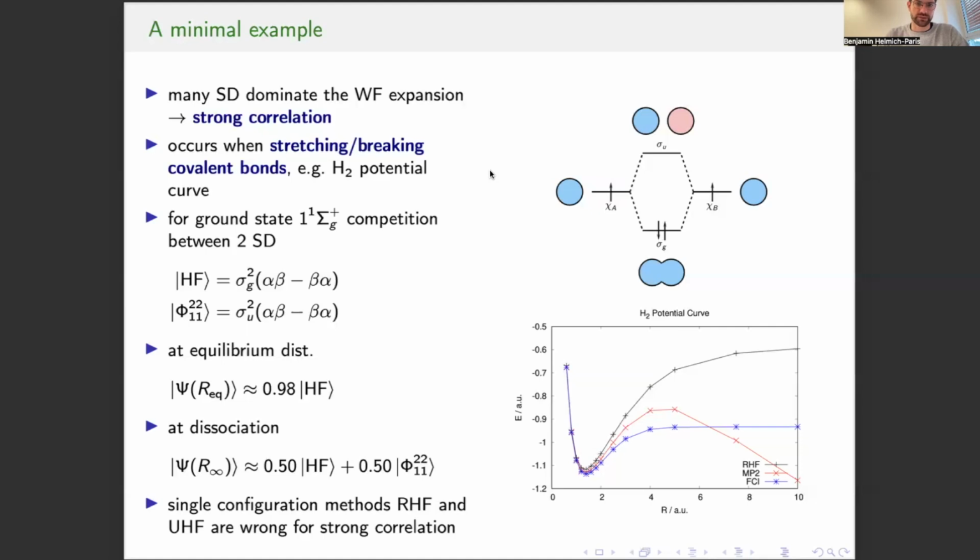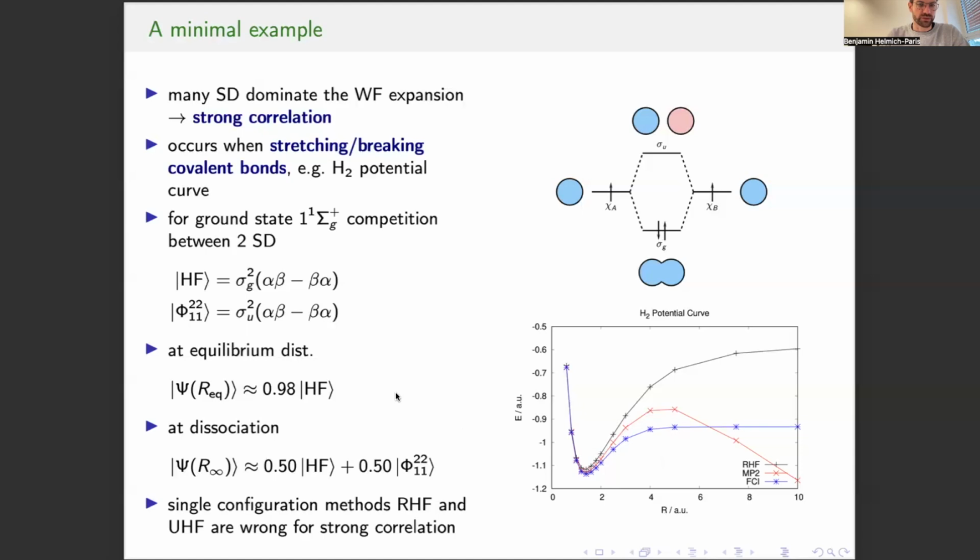The simplest system where you can investigate strong correlation is the potential curve of the hydrogen molecule. In a simple minimal basis set ansatz, we can position on each hydrogen atom a single S function. And from those two S functions, we can build a bonding and an anti-bonding molecular orbital. With these two molecular orbitals, we can build two Slater determinants that are singlet and also totally symmetric and can be used in an expansion to describe the ground state potential curve.